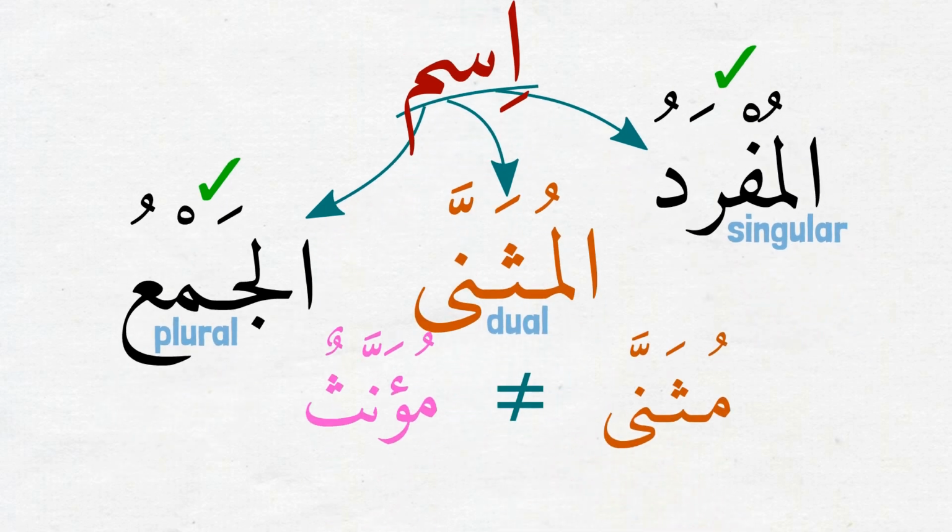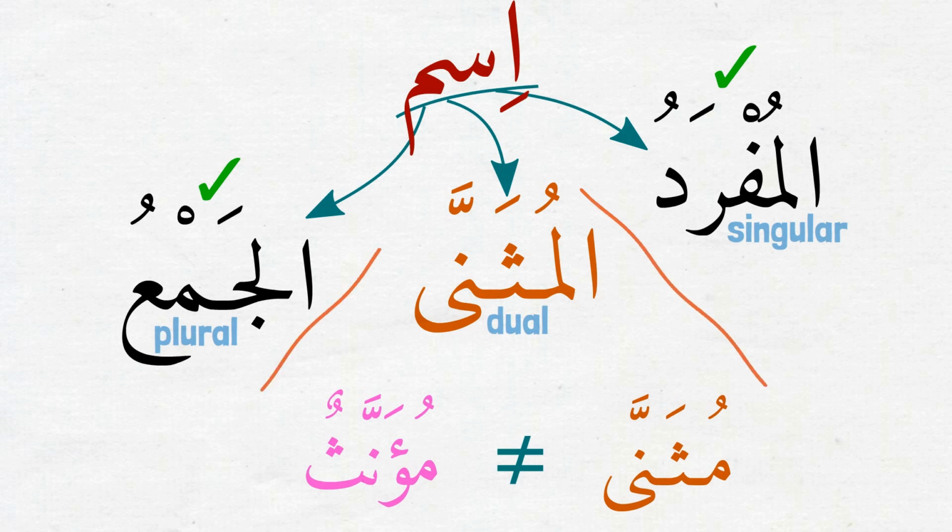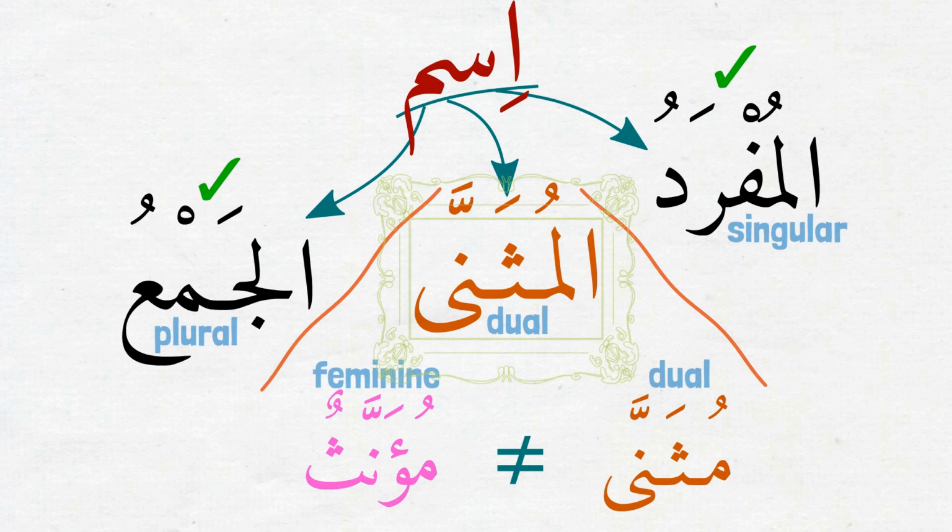Try not to confuse the term muthanna with mu'annath. Mu'annath means feminine and muthanna is dual. Now the good news is that al-muthanna, the dual, is a lot easier to learn than al-jam'. We don't have to go through lots of different patterns or wazn as we had to do with plurals.